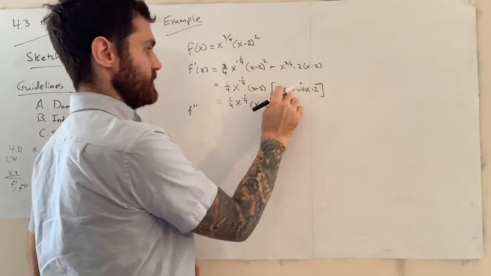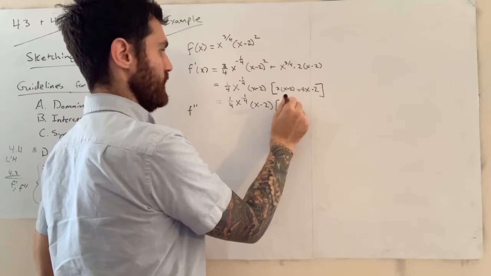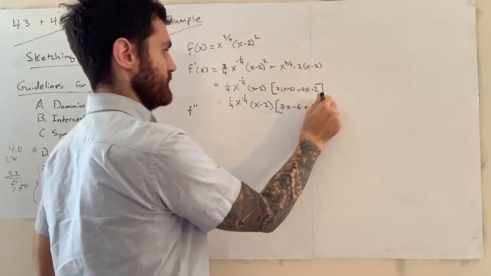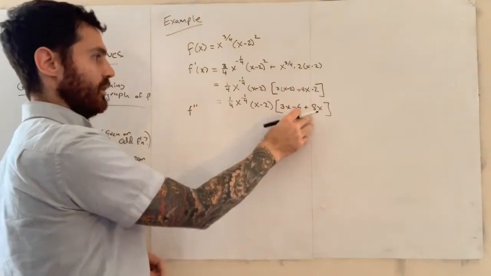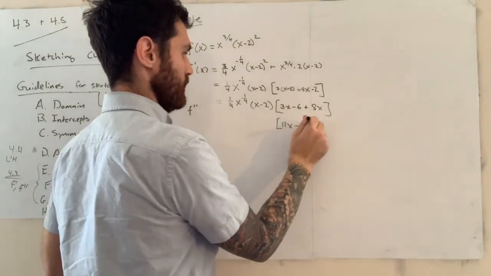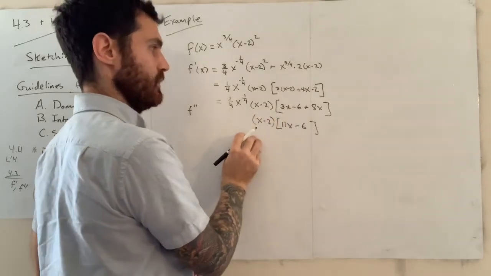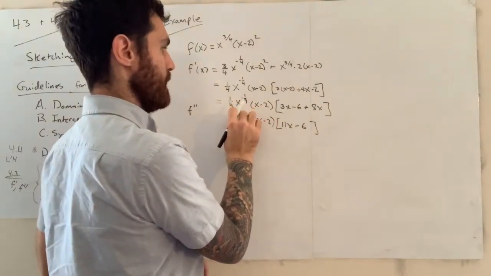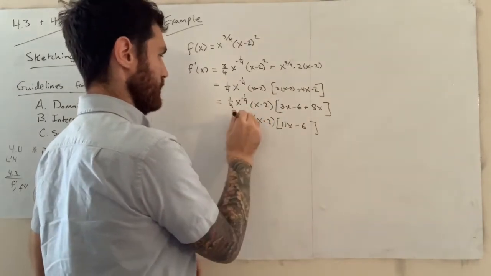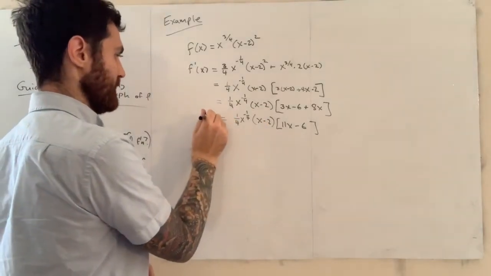And then this term here becomes 3x minus 6 plus 8x. And if I combine all of those, what I get is 11x minus 6, times x minus 2, and then 1/4 x to the negative 1/4. And this is my first derivative.